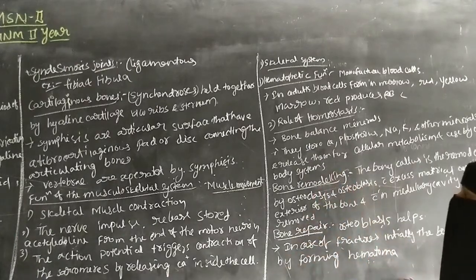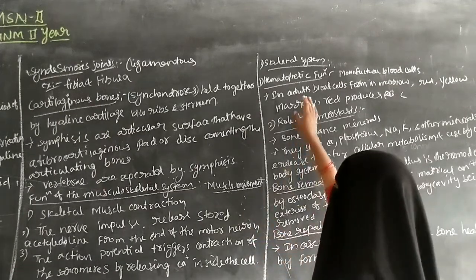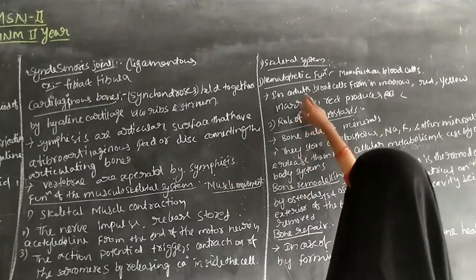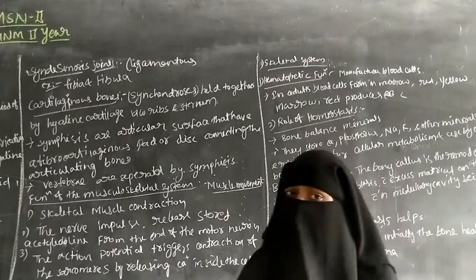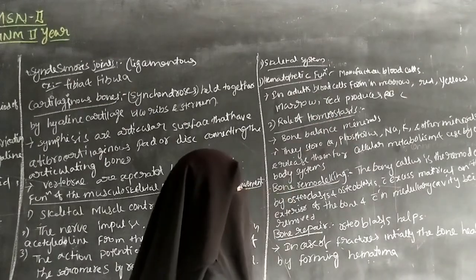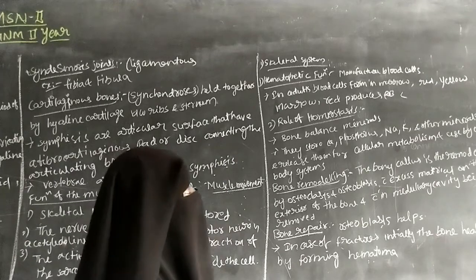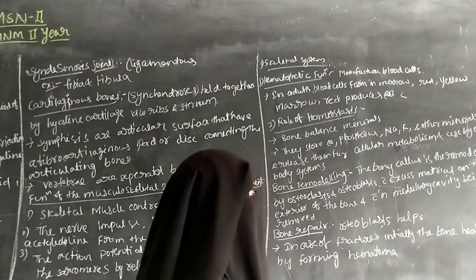So next, skeletal system. Muscle movement has been completed. Next one is the skeletal system. In this skeletal system, the first one is hematopoietic function. Hematopoietic function means the manufacture of blood cells, the formation of new blood cells.